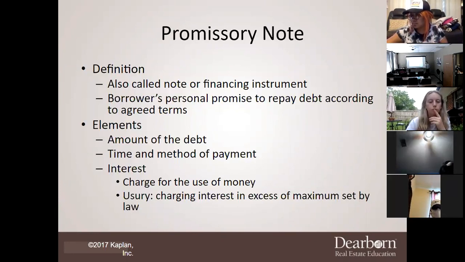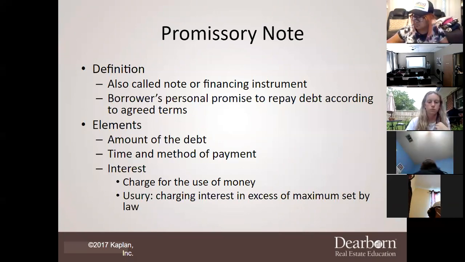So what is Texas's maximum? Isn't it like 9.99? Multiply 9 by 2. Oh, really? It's 18? Seriously? It's 18%. That's a lot. 18% without violating usury.